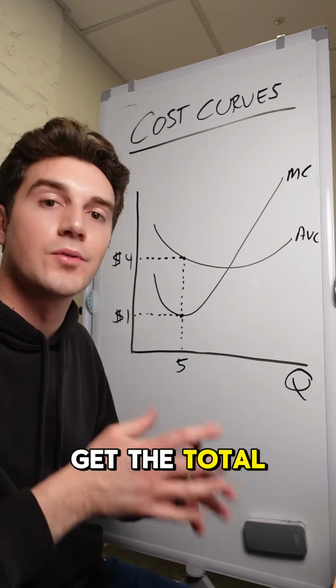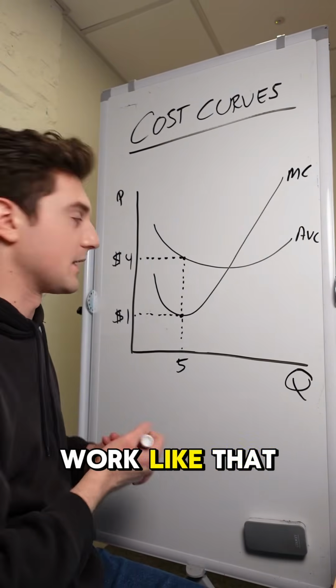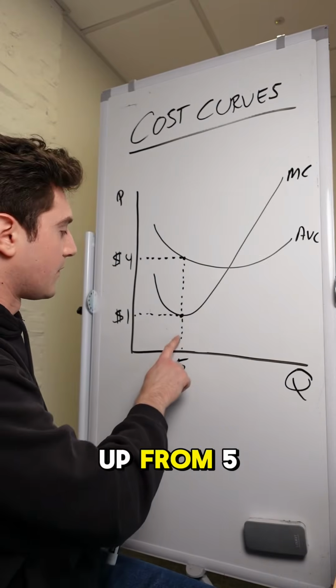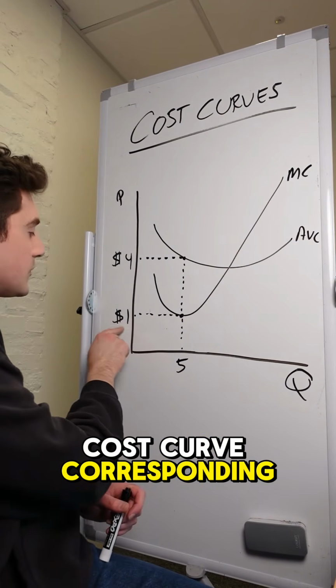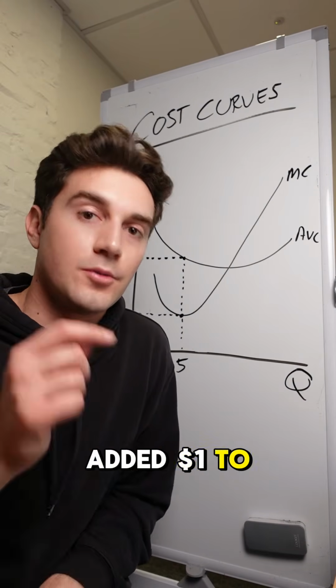If you gotta get the total dollar amount, multiply it against the units. But for marginal cost, it doesn't work like that. If we were asked what the marginal cost of our 5th unit was, well, we'd go up from 5, hit the marginal cost curve, corresponding to a marginal cost of $1. In other words, this 5th unit added $1 to our total cost.